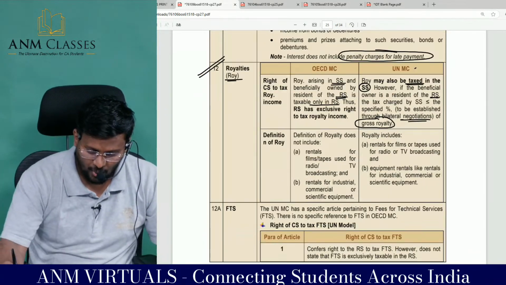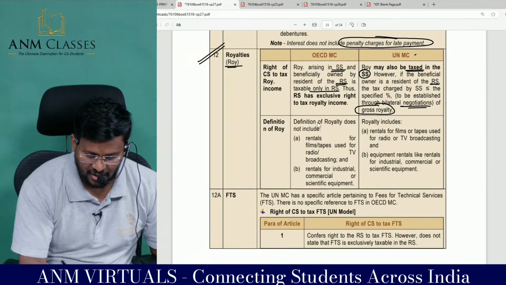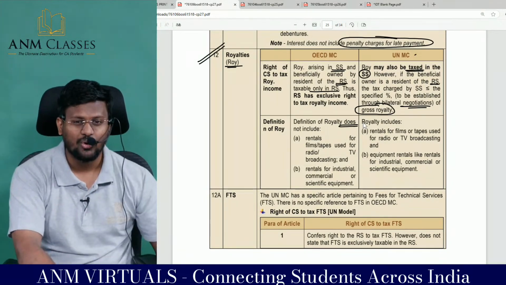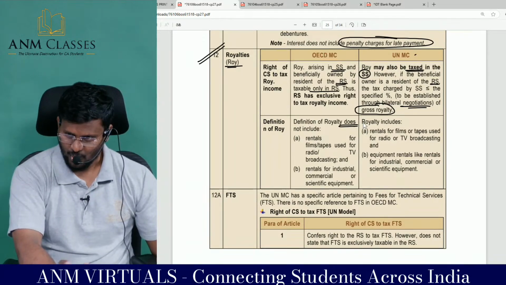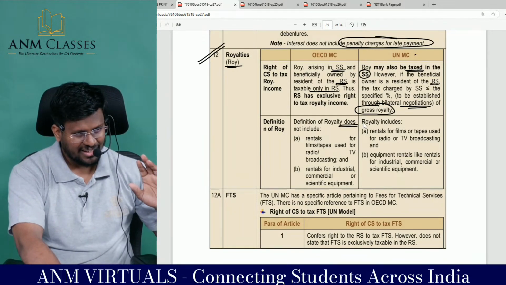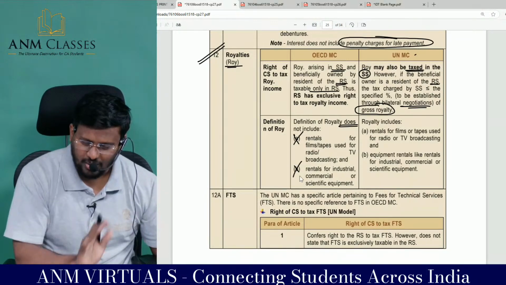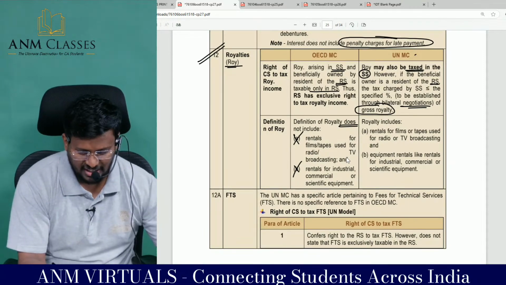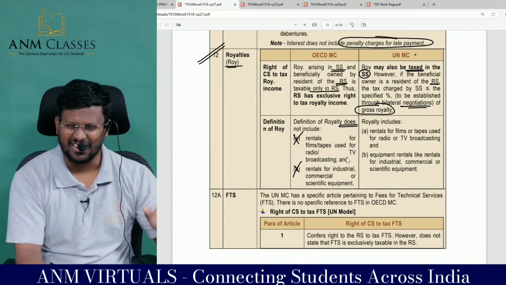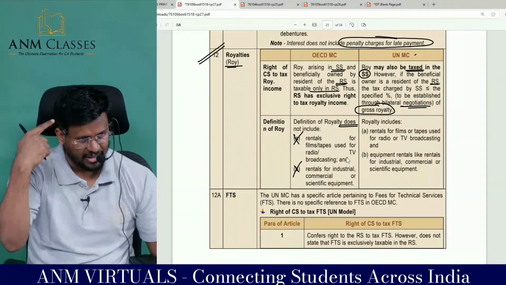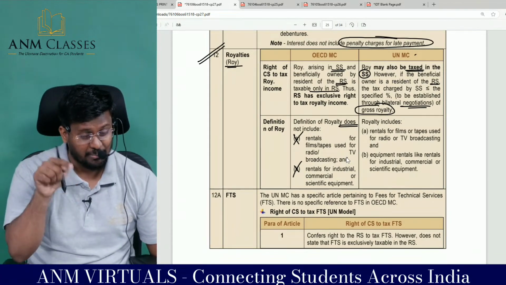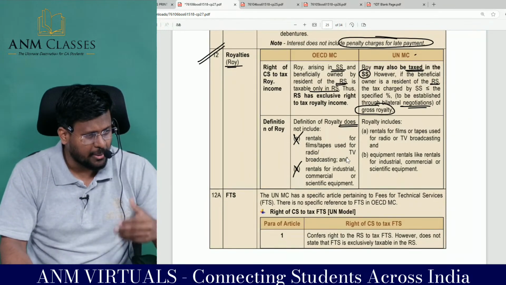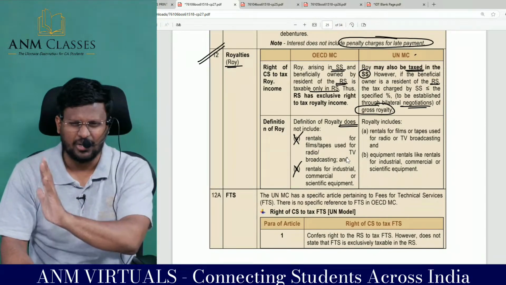Okay, fine, fantastic. Now, what is the definition of royalty? As per the OECD, the definition of royalty does not include two things. OECD, they are the royal family. They said that these two are not royalty: rentals for film or tape used for radio, TV broadcasting and all. Don't call these royalty. Royalty means, according to us, there should be brain. You should use the brain, and from that brain you should have the royalty. Rentals of film tapes, if you are giving for rental, that is normal other income only, not royalty income.